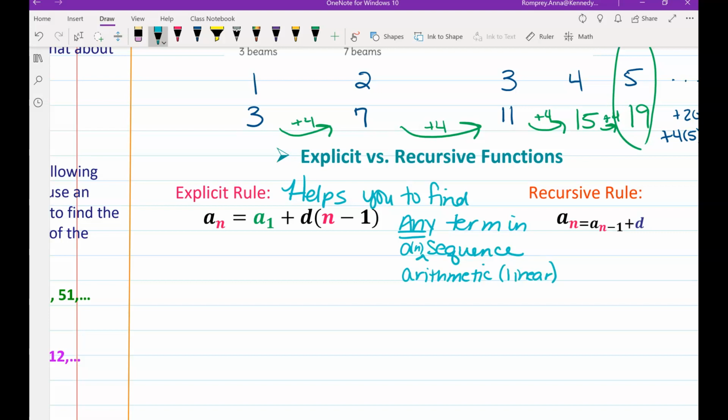So to use the explicit rule, it starts off with a sub n. This is just a way to denote the nth term. So whatever term you're trying to find, again, 25th, 50th, 100th, that's what would go there. So a1, if a sub n is the nth term, a1 would be the first term. So whatever our sequence starts with, then it says plus d.